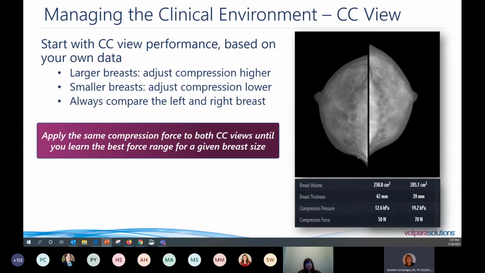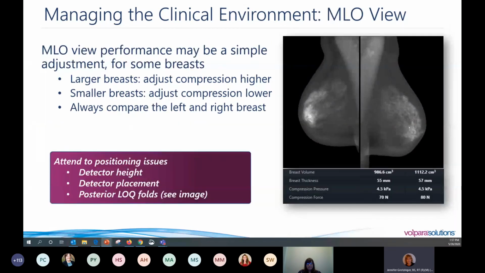Apply the same compression force to both CC views until you learn what force range is best for a given breast size. In the MLO view, it's a similar amount. In your larger breasted patients, most likely you're going to need to adjust your compression higher, and in smaller breasted patients, you may need to adjust your compression lower. But again, compare the left and the right breast. Also in your MLO view, attend to positioning issues. Look at your detector height, your detector placement, and posterior LOQ folds. This can help you adjust the compression in your MLO views.